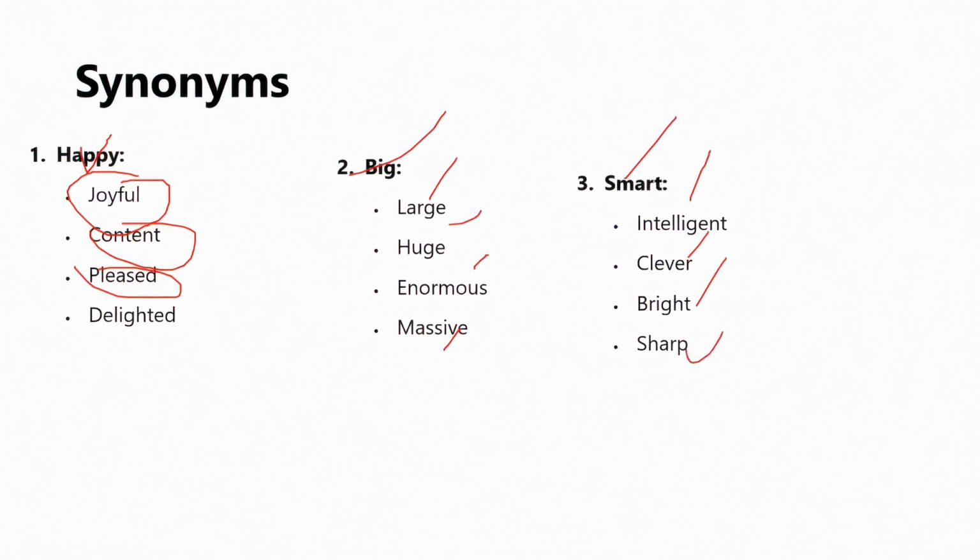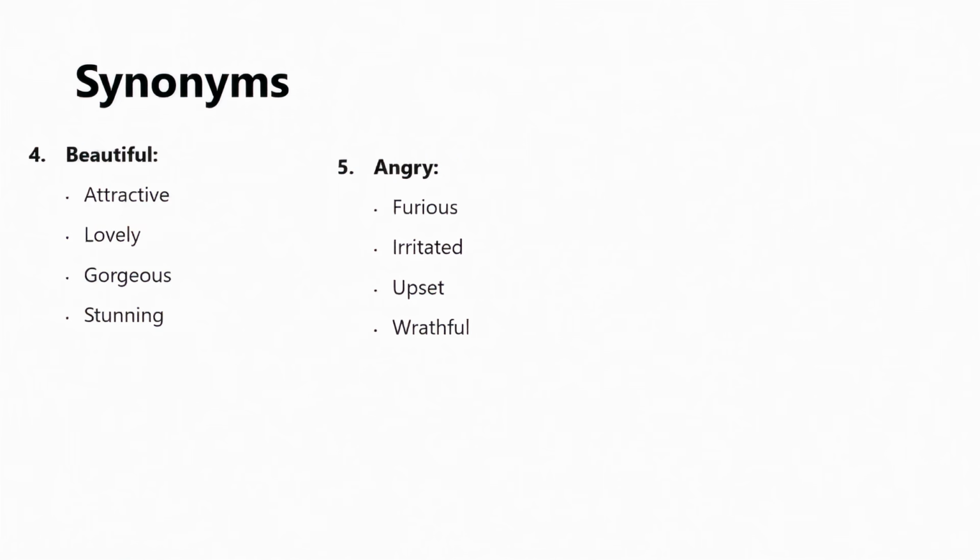Let me repeat once again. All these words don't have exactly the same meanings. They have similar meanings. They may be interchanged with the main words. These are called synonyms. Another example: beautiful, attractive, lovely, gorgeous, stunning. And for angry: furious, irritated, upset, wrathful. They have similar meanings and they can be replaced.